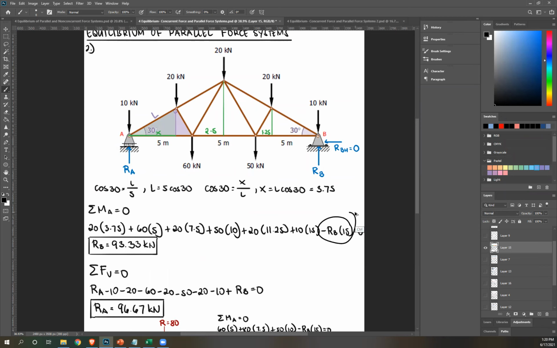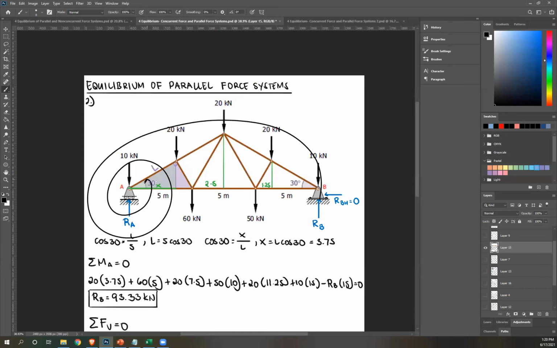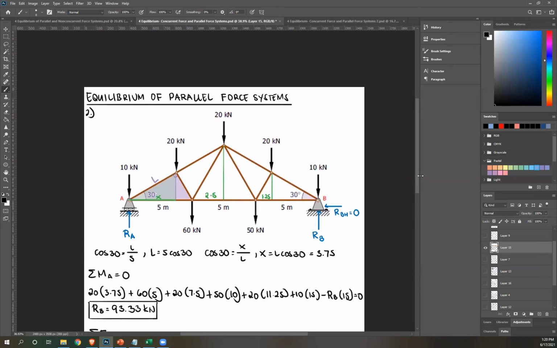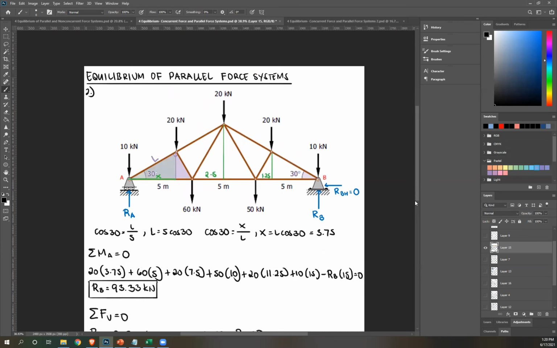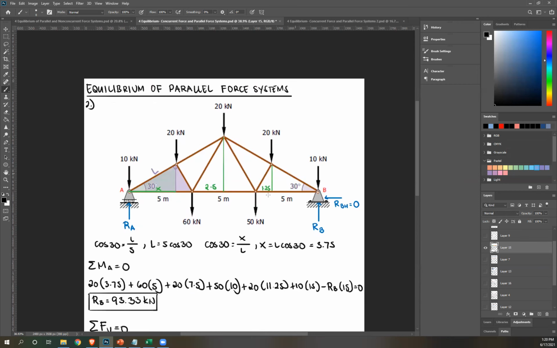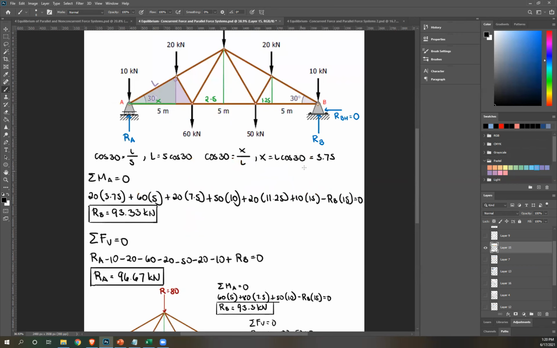As you can see here at the end, okay, there's negative RB, right? Because if you rotate RB about A, that's counterclockwise, that's why it's negative RB. And then total distance is 15. So from this, we can solve RB, it's 93.33 kilonewton. Okay? Once you solve for RB, we can solve for RA by using summation of forces equals 0. So starting, RA is upward, so positive, and then 10, 20, 60, 20, 20, 10, and 50 are all downward, so negative, and then RB is upward, so positive.